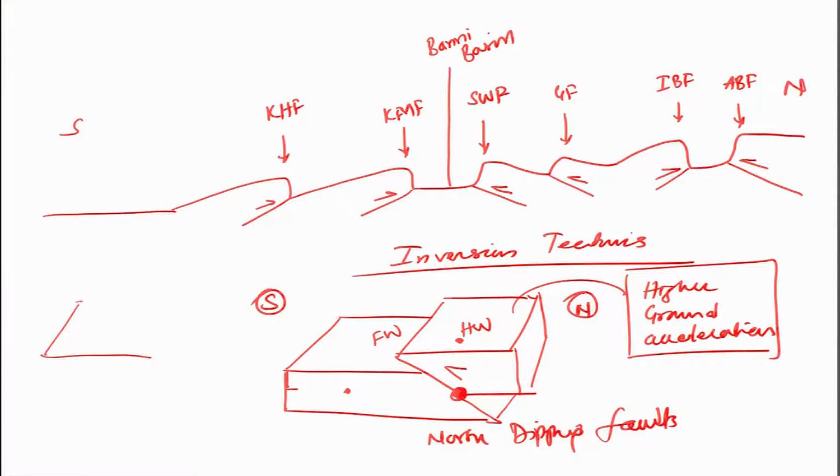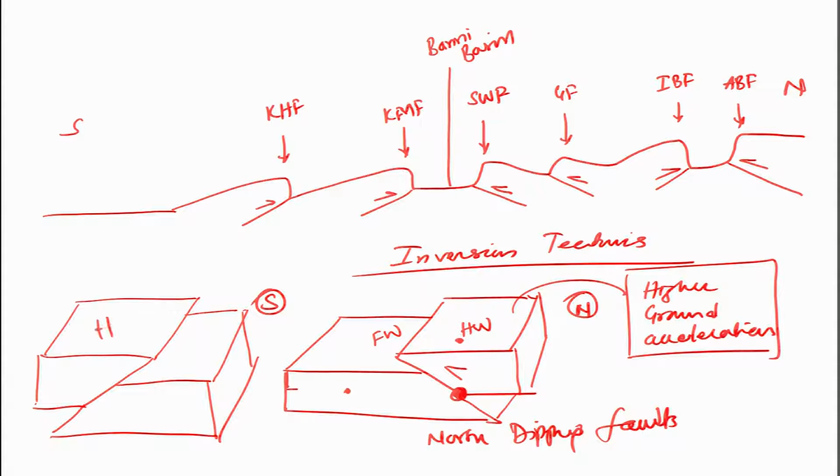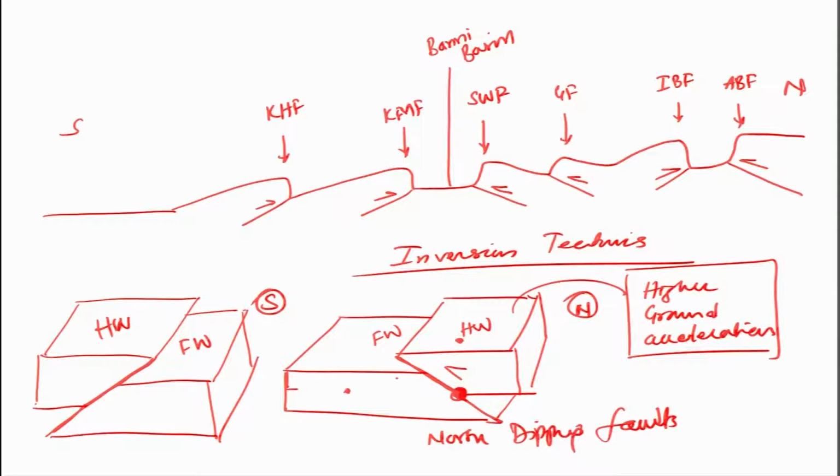So, if you are having the thrust fault which is moved like that, then this is your hanging wall and this is your footwall. So, the things will differ if you have a different configuration. When we talk about the hazard scenario in Kachchh, we need to be extremely careful about which fault we are talking about and what is the configuration of the faulting.